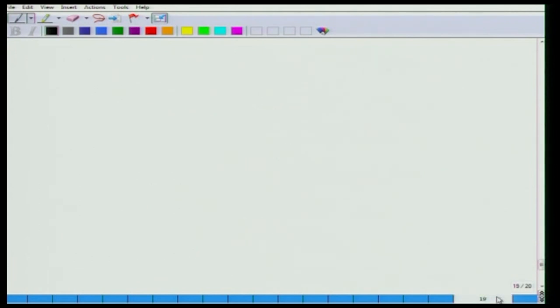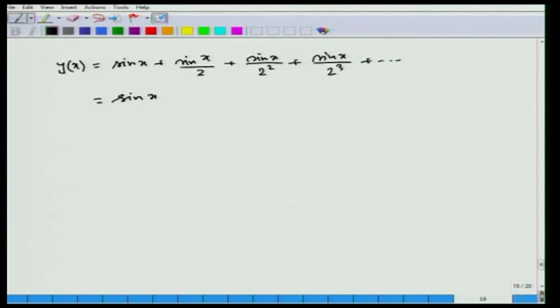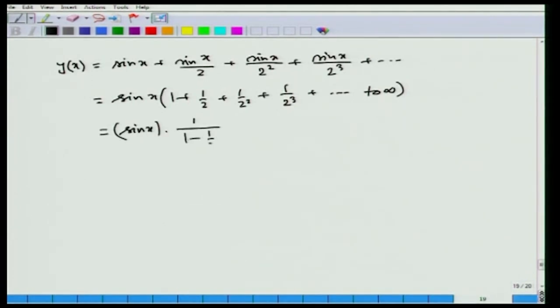So, therefore, the sum will be y(x), this is equal to sin x plus sin x by 2 plus sin x by 2 square plus sin x by 2 cube plus dot dot. So, this is sin x multiplied with 1 plus half square plus half cube plus dot dot up to infinity. This is again an infinite geometric series with first term a and common ratio half. So, the result will be sin x multiplied with 1 by 1 minus half. So, this is equal to 2 sin x.